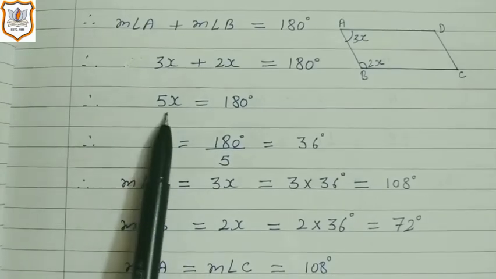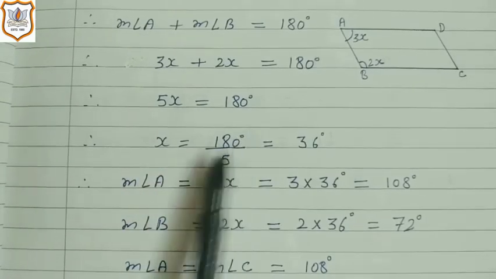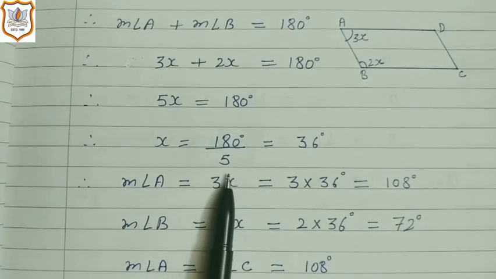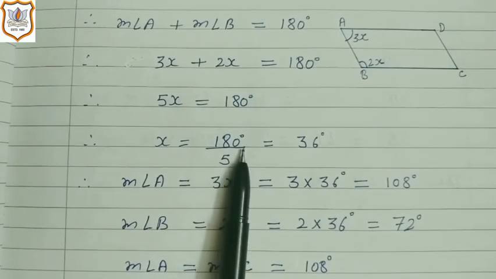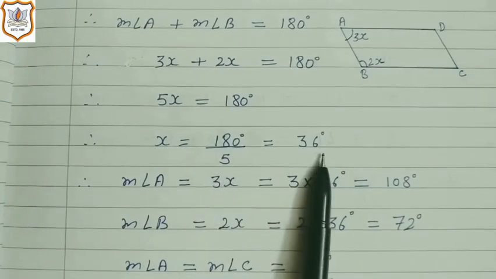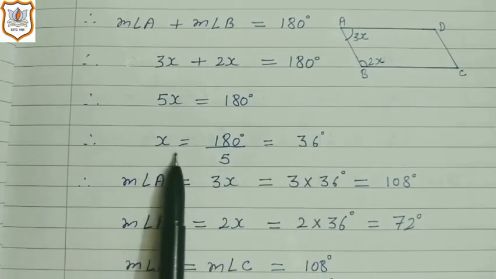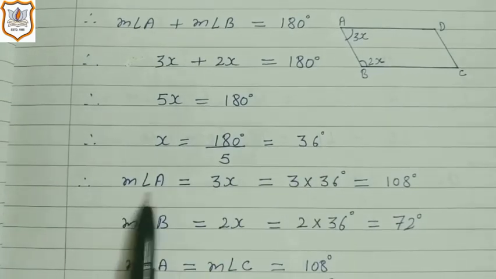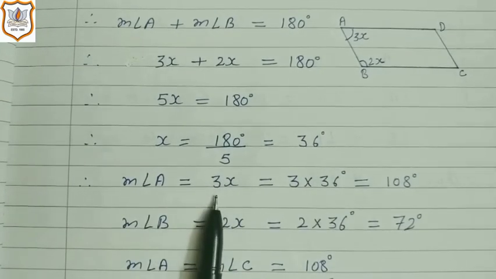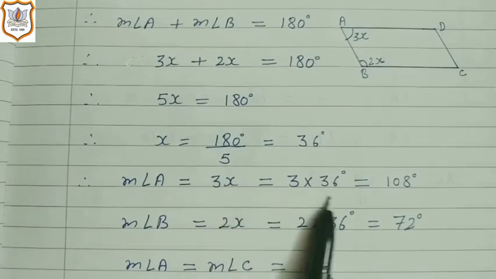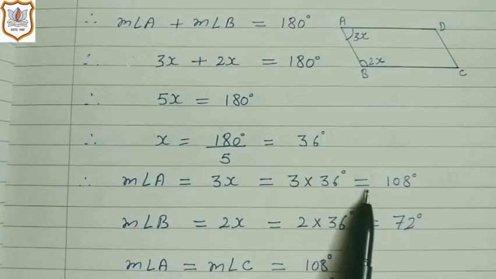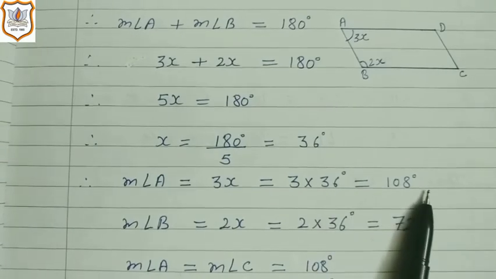Now we shift 5 to the right hand side, so we get x is equal to 180 degree upon 5. When we divide 180 by 5, we get 36. So the value of x is 36 degree. Measure angle A is equal to 3x. We put the value of x as 36. So we write 3 multiplied by 36 and we get 108 degree.